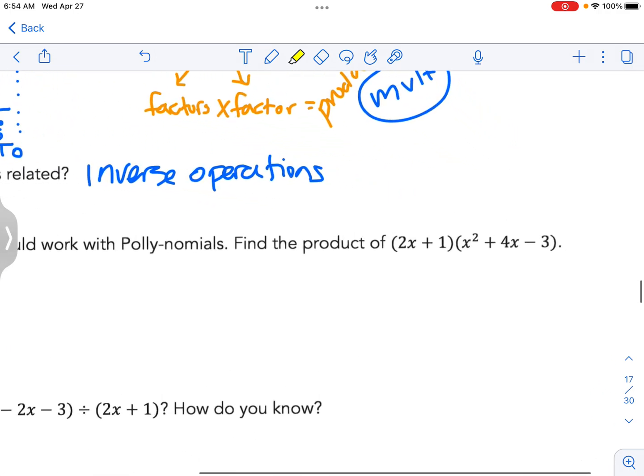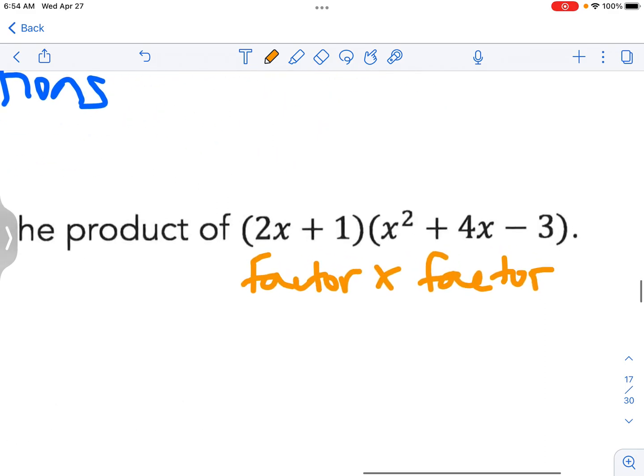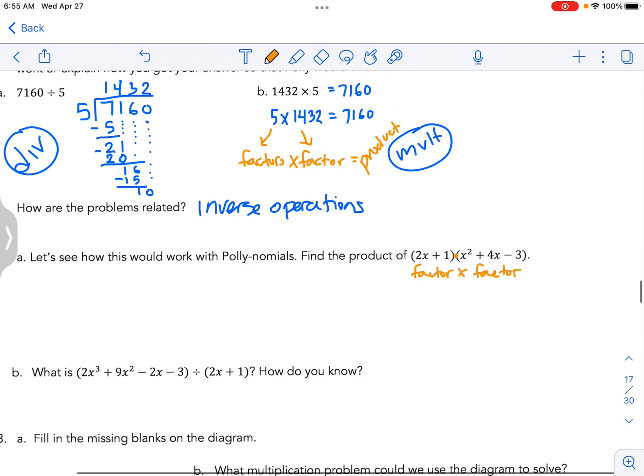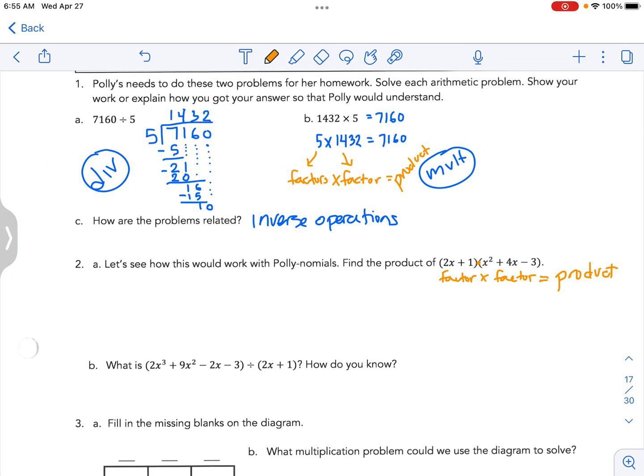Well, if we look in question 2 here, we have a factor times a factor. This sounds a little silly, but we know these are factors because they're being multiplied together, right? In between these brackets here is a multiplication sign. So we can call them factors because they're being multiplied together. So when we multiply these together, we get a product.